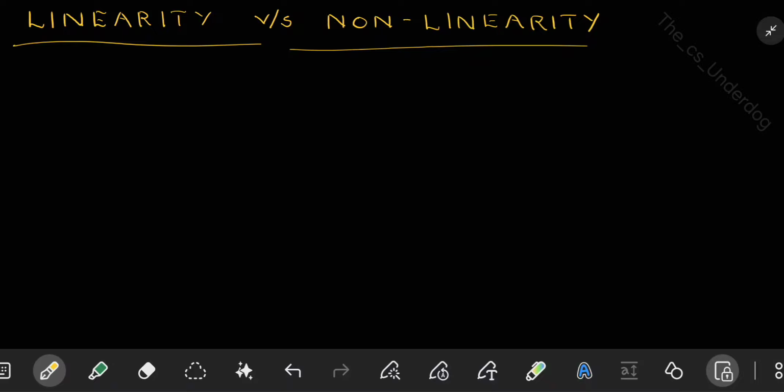Linearity versus non-linearity. In the last lecture, when we discussed activation functions, we said that activation functions introduce non-linearity into neural networks. Automatically, the next question that will come to your mind is what exactly is this non-linearity? We already discussed the basics of non-linearity in the last lecture, but here we are going to dive a bit deeper and understand what exactly is linearity and what exactly is non-linearity.